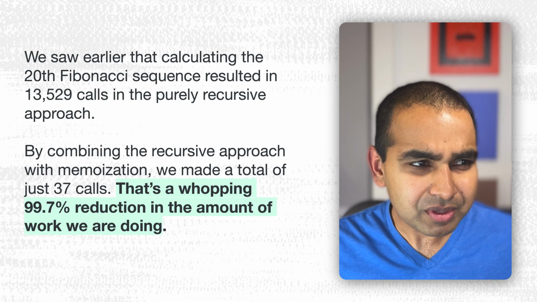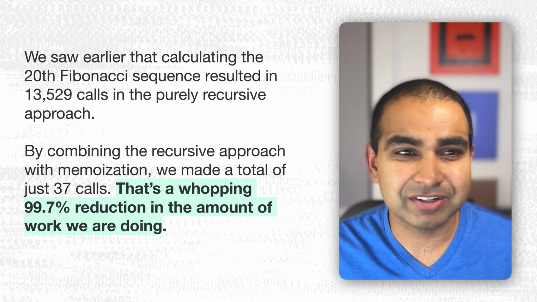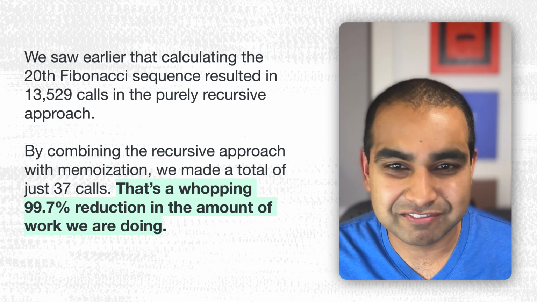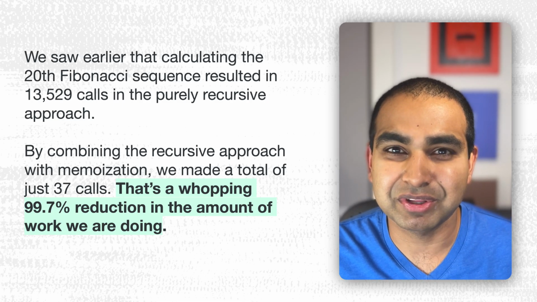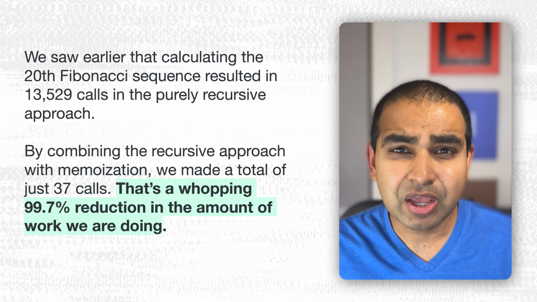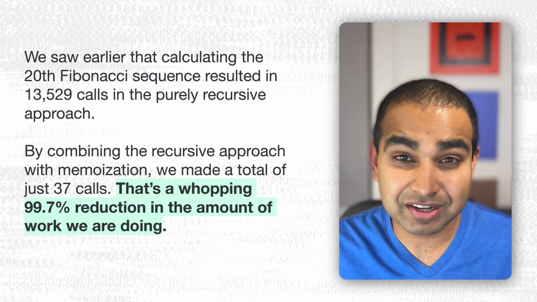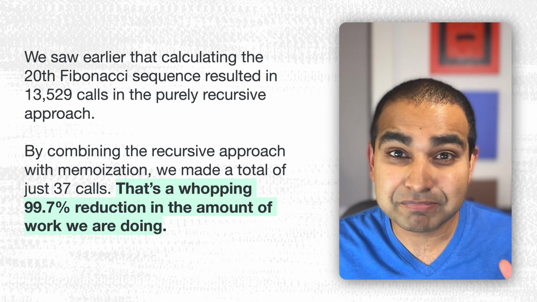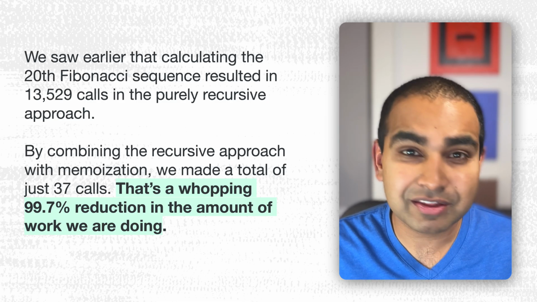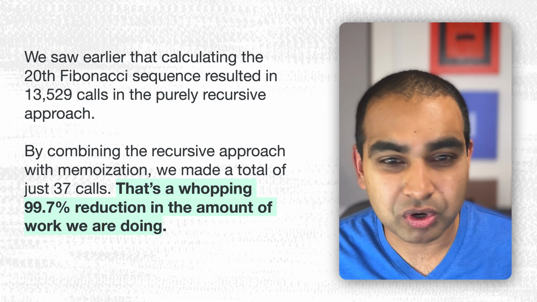And so we saw earlier that calculating the 20th Fibonacci number resulted in 13,529 calls in the purely recursive approach. By combining the recursive approach with memoization, we made a total of just 37 calls. It's not a made up number. It's not me misspeaking here. It's 37 calls. That's a whopping 99.7% reduction in the amount of work that we're doing.